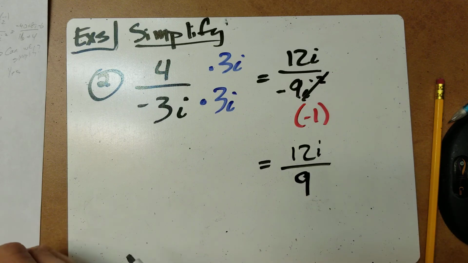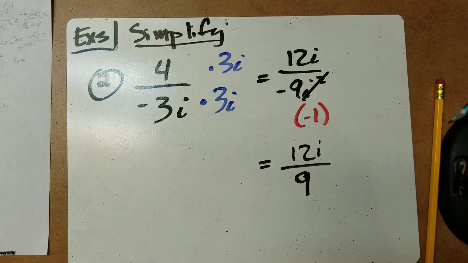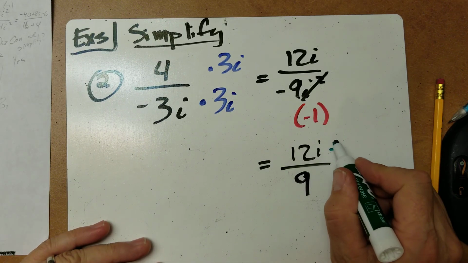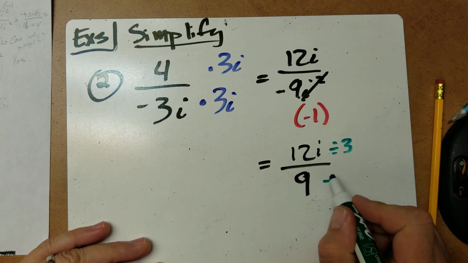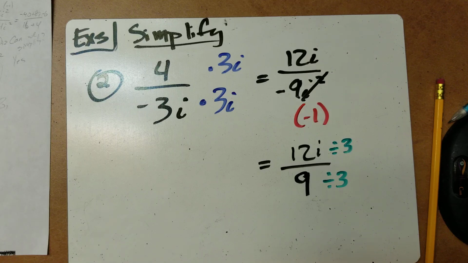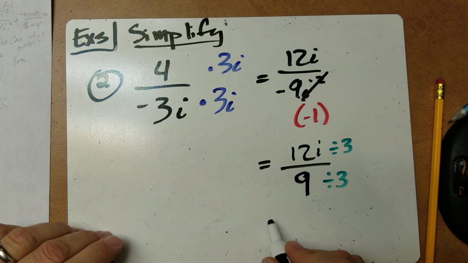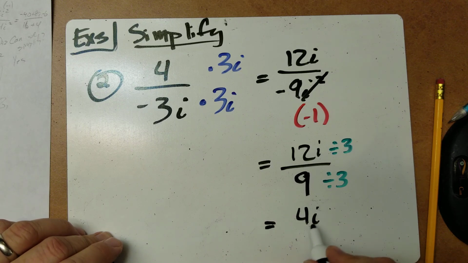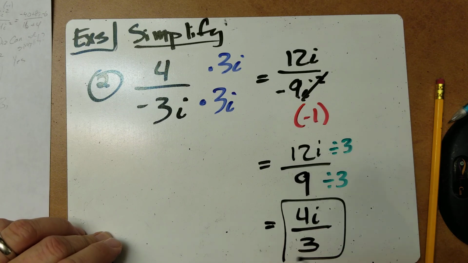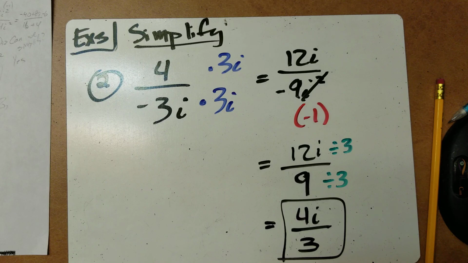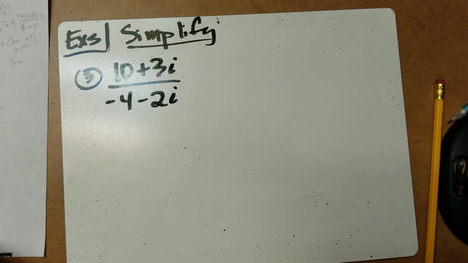Can I reduce this? This is going to be key, so pay attention. Yes, I can reduce this because when I reduce, I divide by 3. Now, this is not a big deal on this problem, but it's going to be a big deal on the next one, so pay attention. What do I get? 4i over 3. Can I reduce any further? I cannot. There you go.